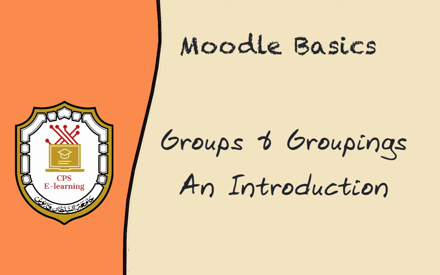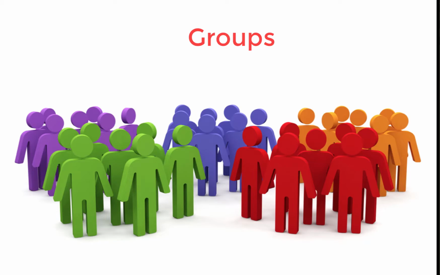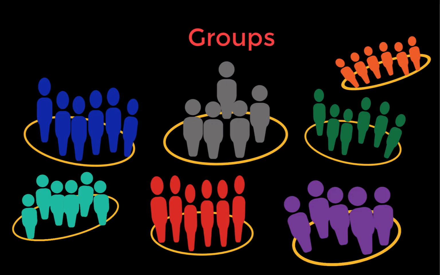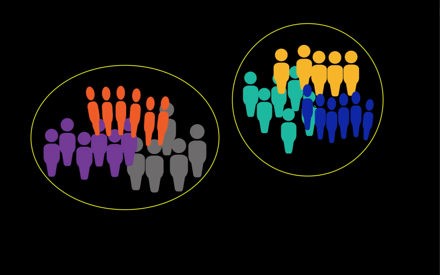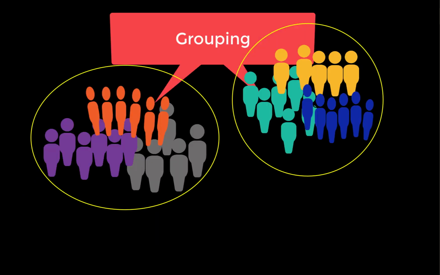In Moodle, groups and groupings are a specific way of putting participants in a group. A course may have only groups. These are a collection of participants placed in a group. A course may also have groups in a grouping. A grouping is a cluster of groups.